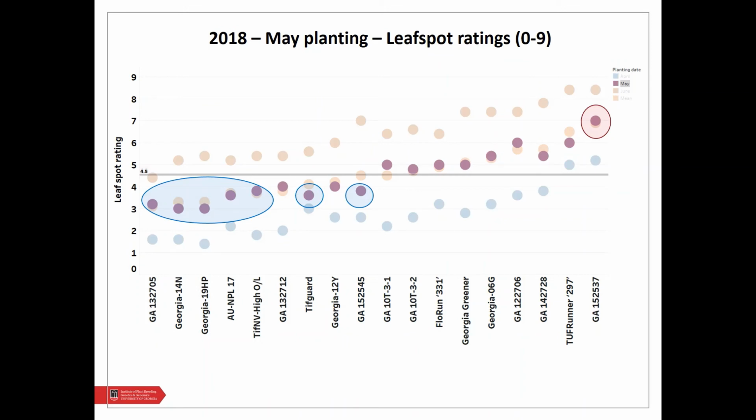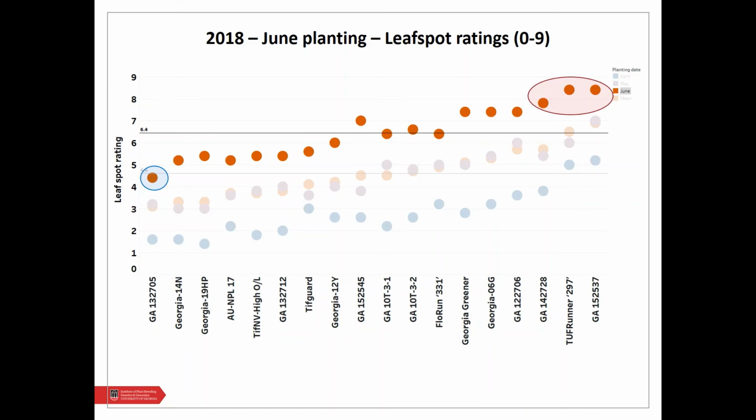Georgia 1525-37 again had the highest leaf spot rating in the May planted trial, with the lowest ratings given to cultivars Georgia 14N, Georgia 19HP, Auburn MPL 17, Tifton V HIOL, Tifton, and Georgia Breeding Lines 13 2705 and 1525-45.